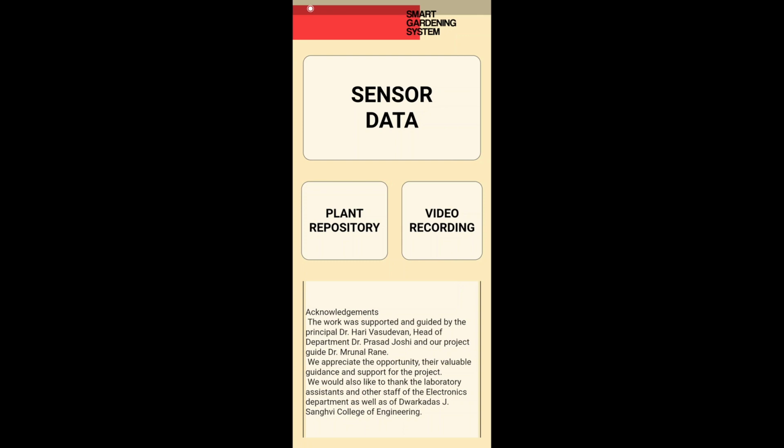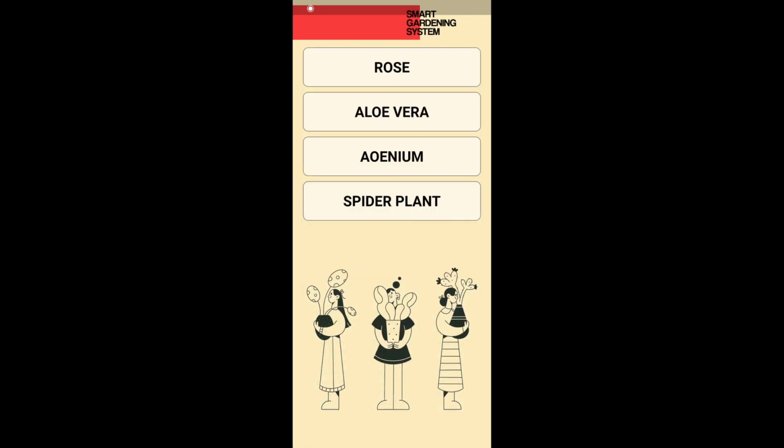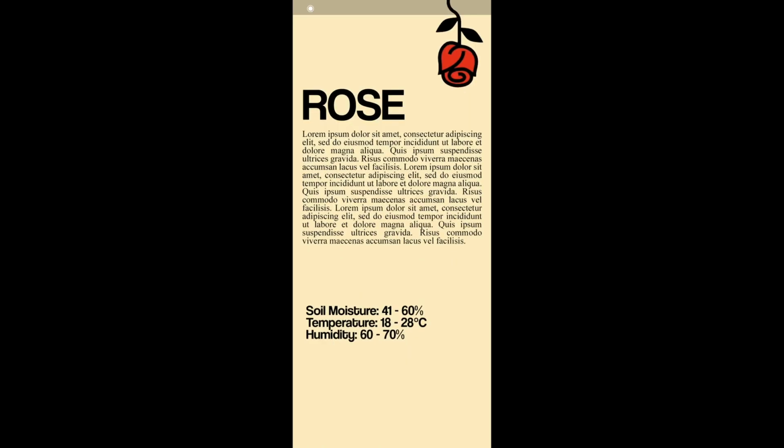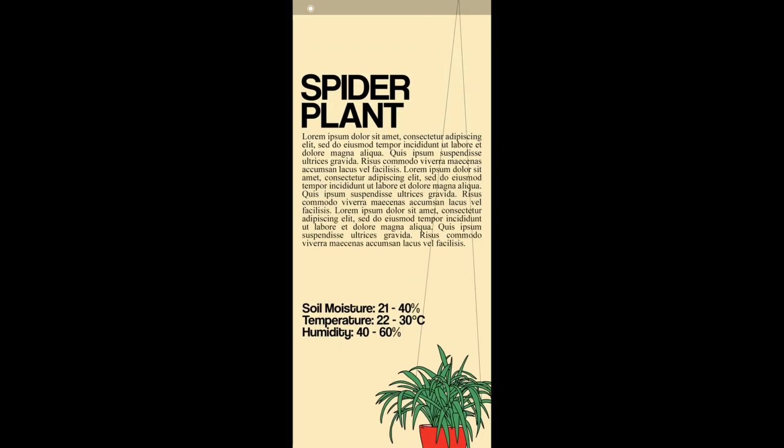To the left we have a plant repository. The plant repository currently has 4 plants, but it can be expanded as and when required. Each plant, as you can see, has a description about itself, and then it has the ideal conditions at the bottom. For the rose, you can see the ideal conditions are a soil moisture percentage of 41 to 60%, a temperature of 18 to 28 degrees Celsius, and a humidity of 60 to 70%. Similarly, we have data for all these other plants.